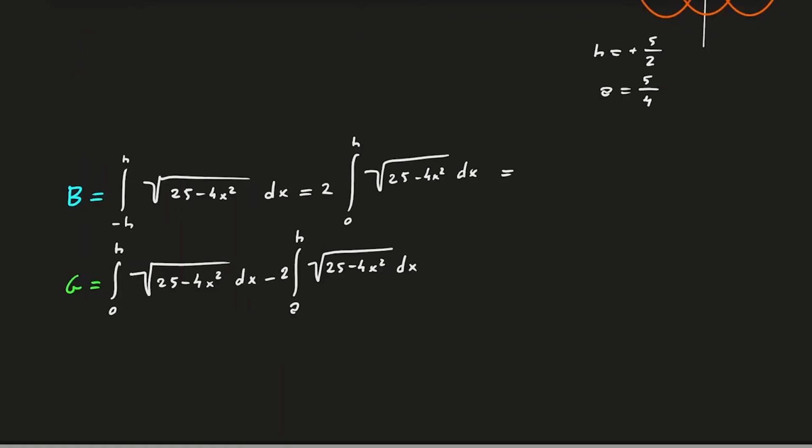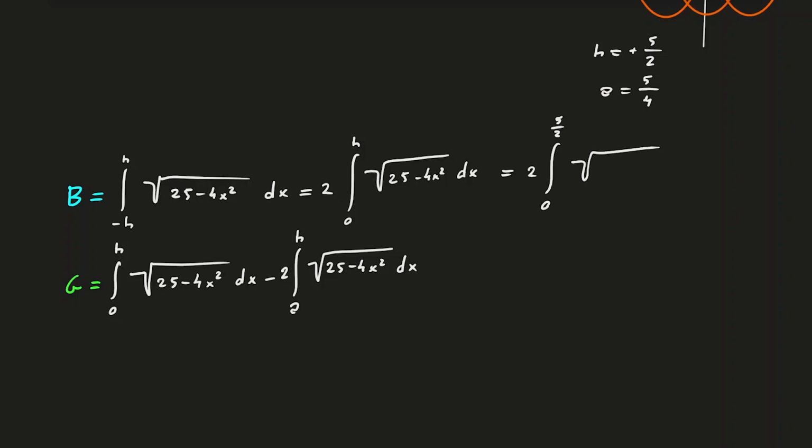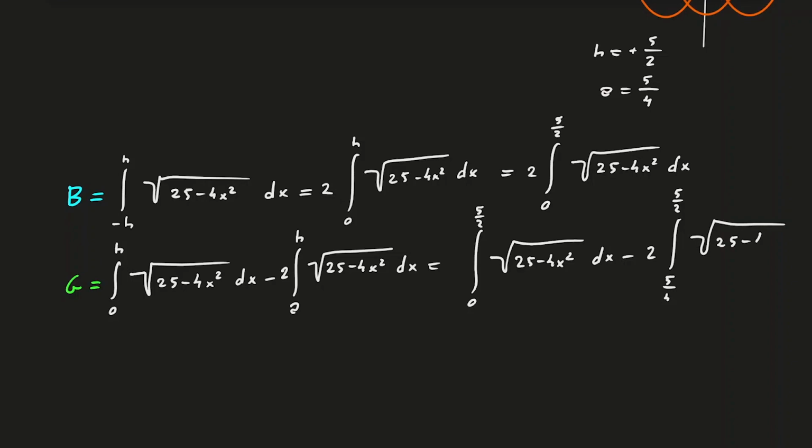So guys, let's substitute a and h. So this is 2 times the integral from 0 to 5 over 2 of the square root of 25 minus 4x squared dx. So this equals the integral from 0 to 5 over 2 of the square root of 25 minus 4x squared dx minus 2 times the integral from a, that is 5 over 4, to 5 over 2 of the square root of 25 minus 4x squared dx.